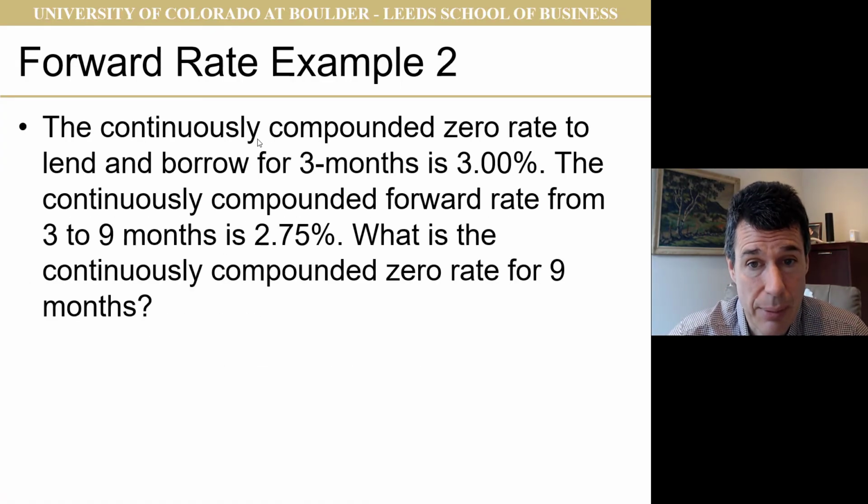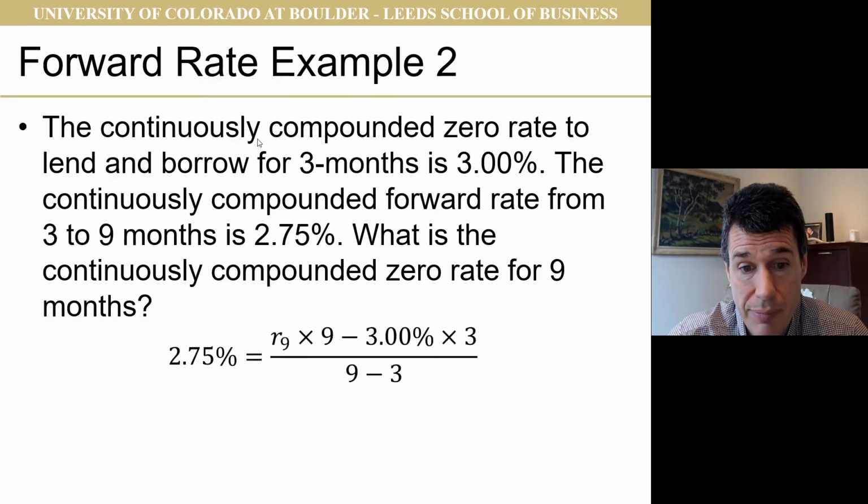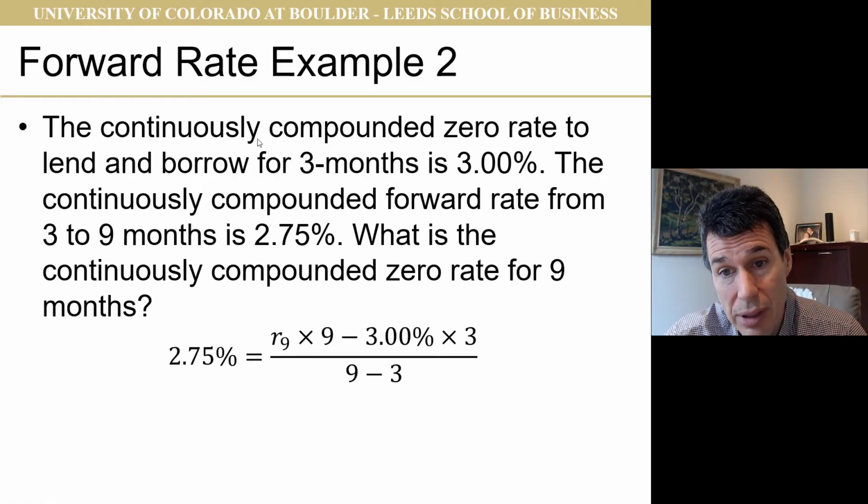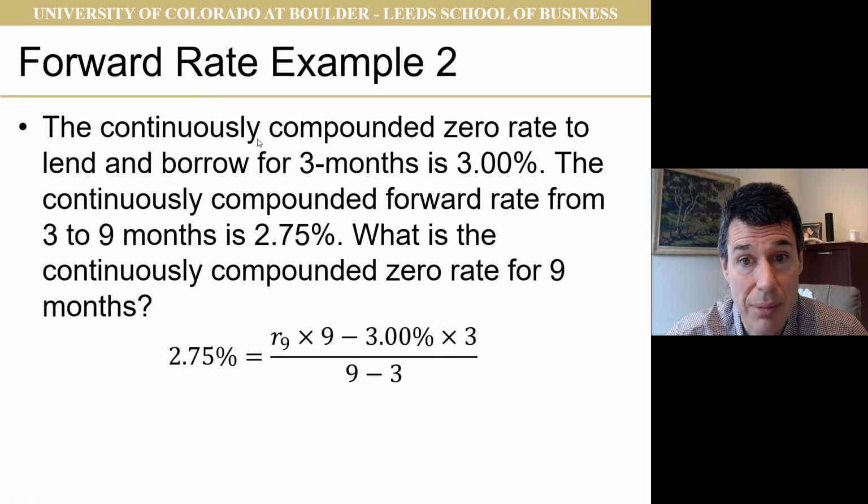Let's do one other example. Continuously compounded zero rate to lend and borrow for 3 months is 3%. The continuously compounded forward rate from 3 to 9 months is 2.75. What is the continuously compounded zero rate for 9 months? Well, same formula, 2.75, that's the 3 to 9 month rate, is equal to the 9 month rate times 9 minus the 3 month rate times 3 divided by 9 minus 3.